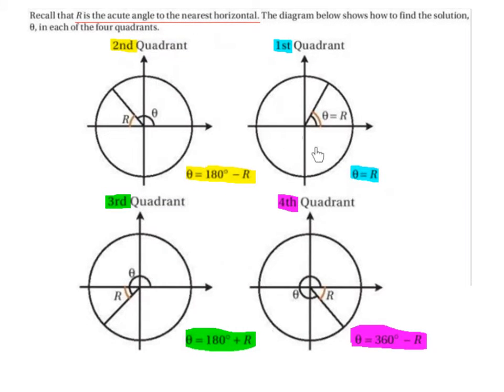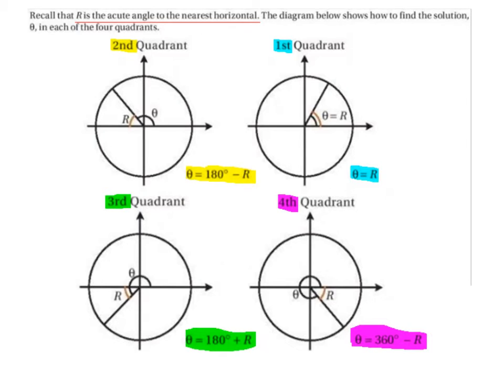So for the first quadrant, the angle theta is equal to the reference angle. In the second quadrant, in order to find the reference angle, it's going to be 180 degrees take away the reference angle in order to get theta. So we know from 0 all the way around to here is 180 degrees. So 180 degrees, take away the reference angle, leaves us with theta.